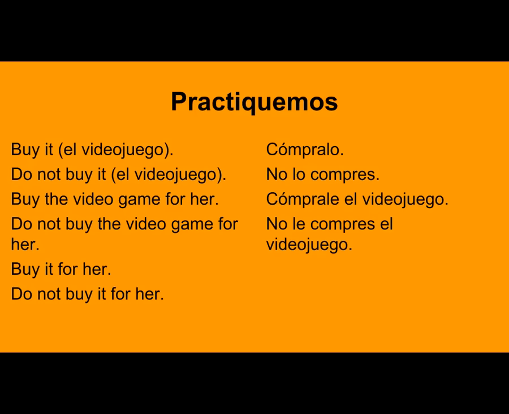These next two practice the double object pronouns. And don't forget, if two of them start with L, the first one becomes se. Buy it for her. The it refers to the video game again. Cómpraselo. Do not buy it for her. No se lo compres.